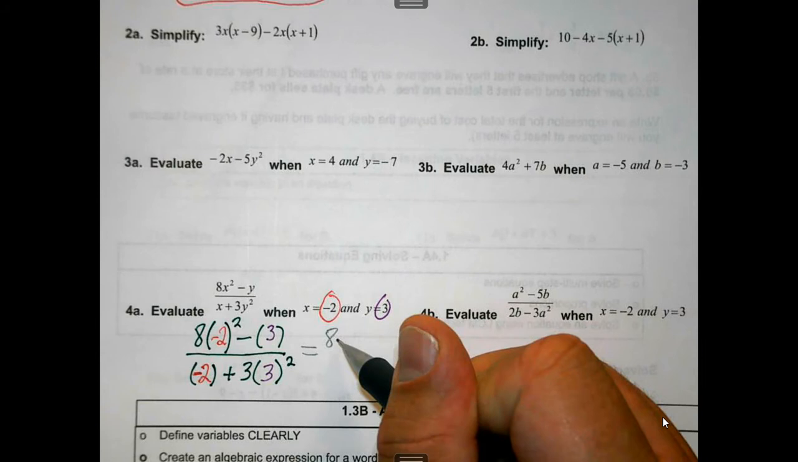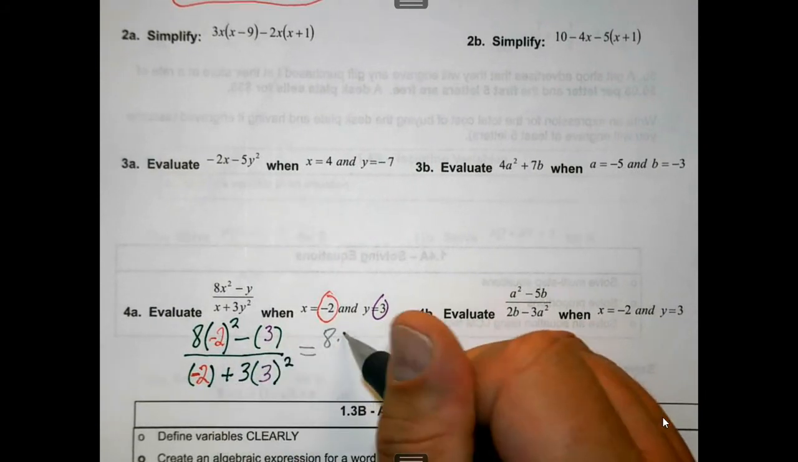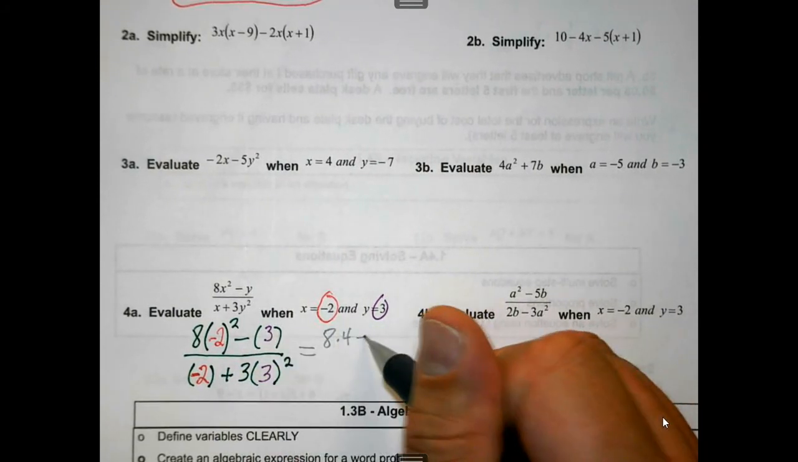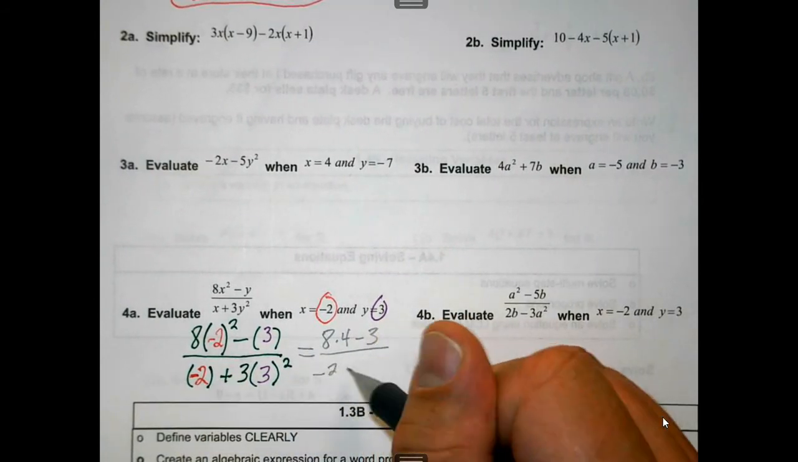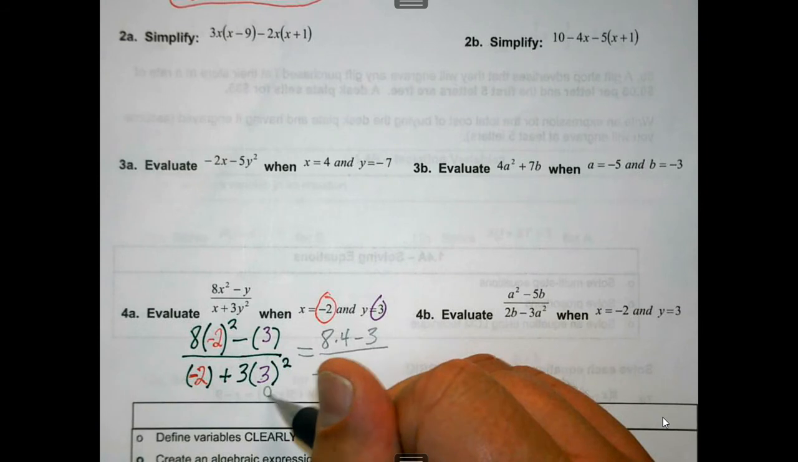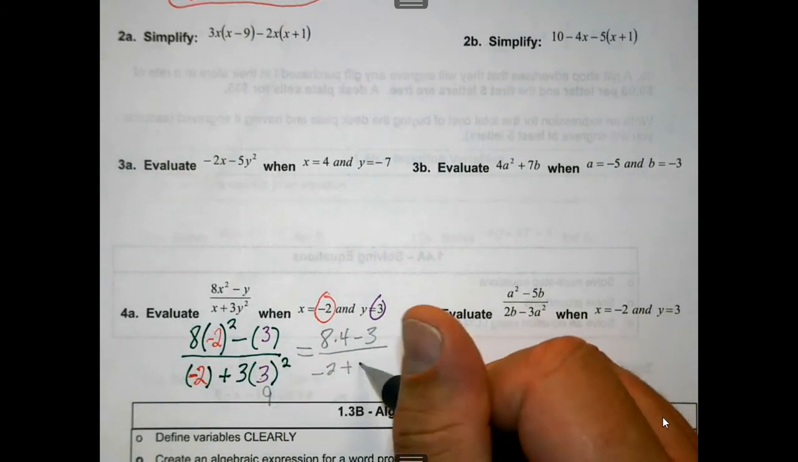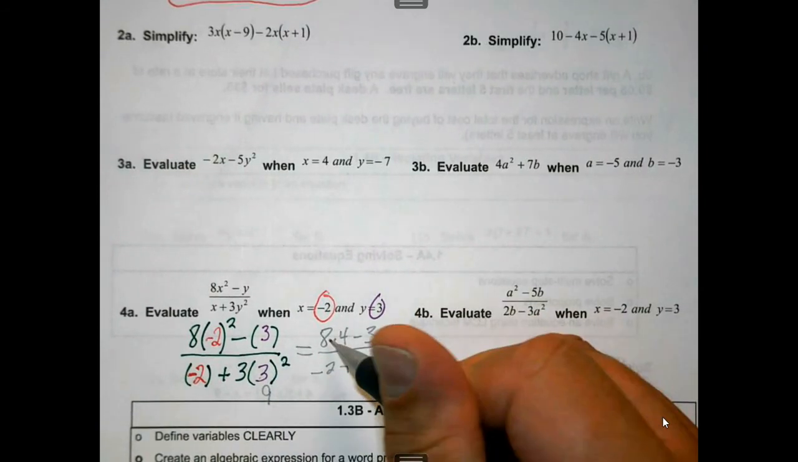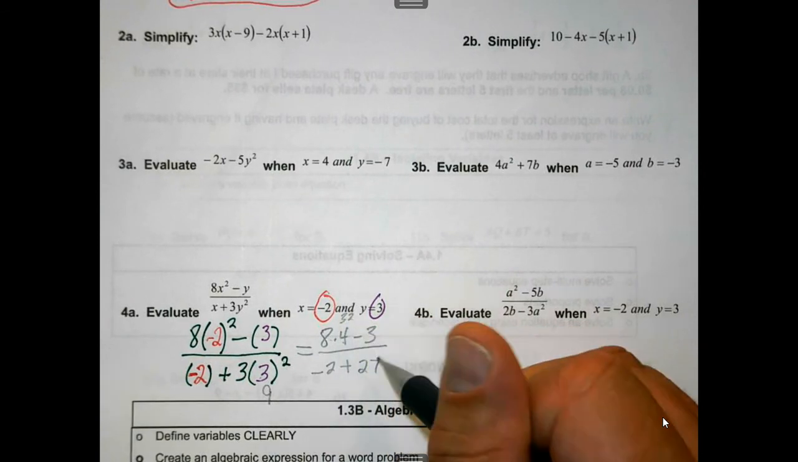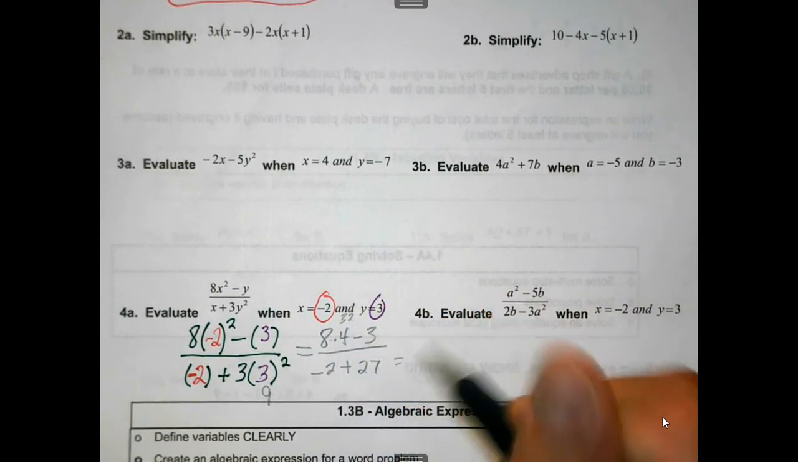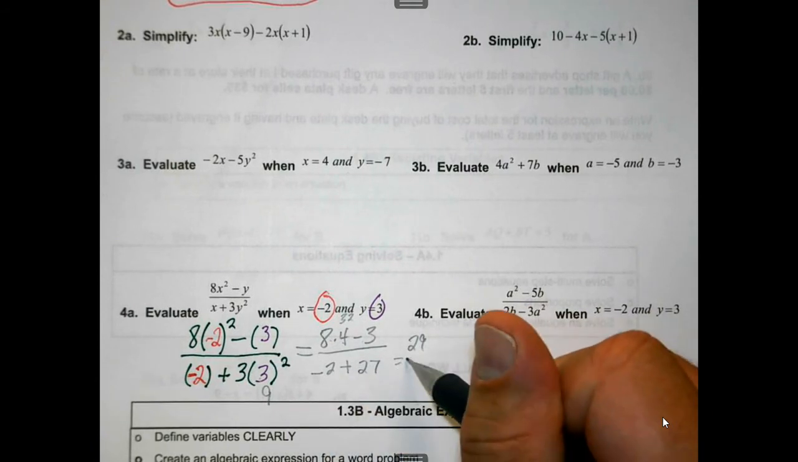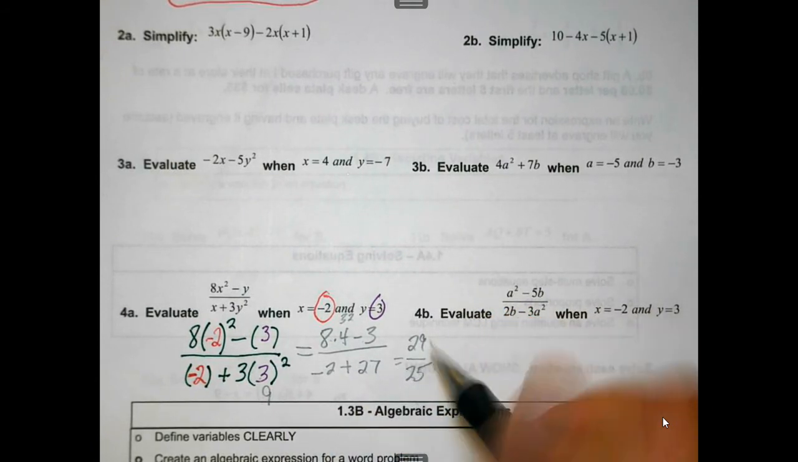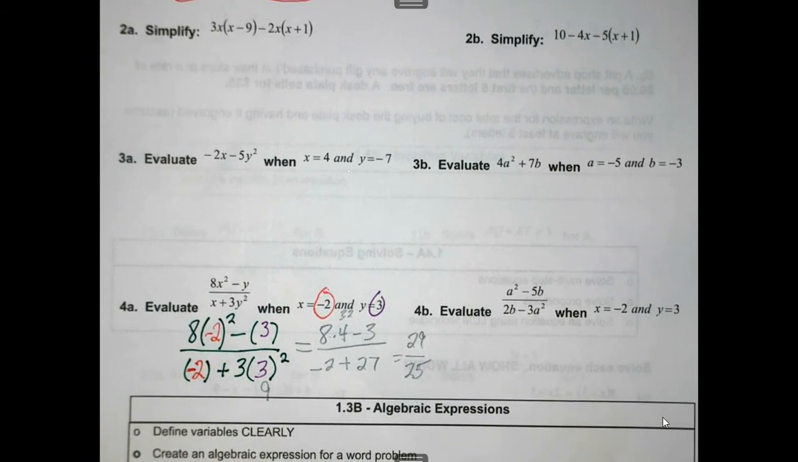8 times negative 2 squared is 4, minus 3, over negative 2 plus 3 squared is 9, 9 times 3 is 27. 8 times 4 is 32. So 32 minus 3 is 29. And negative 2 plus 27 is 25. Okay, so that's my answer, 29 over 25.